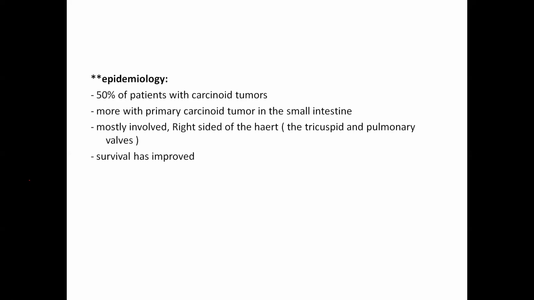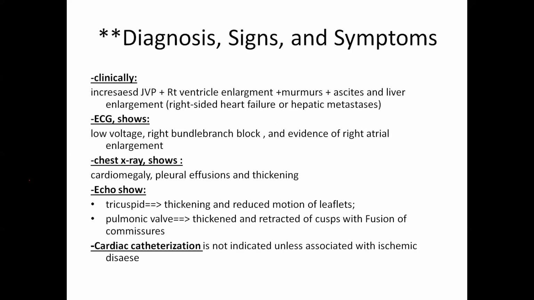Survival, as they stated, has improved over the last decade after the intervention. For diagnosis, symptoms and signs: clinically, right-sided heart failure, increased JVP, right ventricle enlargement with parasternal heave, murmur, ascites, and liver enlargement. But we have to keep in mind that sometimes these symptoms are associated with the primary disease or hepatic metastasis from the disease itself, and the patient does not have right heart failure. For ECG, we will have low voltage due to pleural effusion, right bundle branch block, and evidence of right atrial enlargement. For X-ray, we will have cardiomegaly, pleural effusion, and thickening of the pleura.